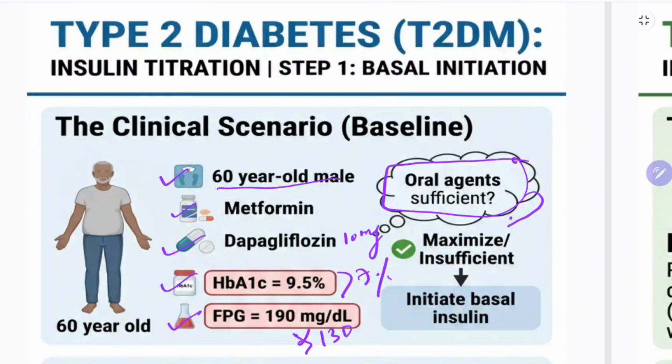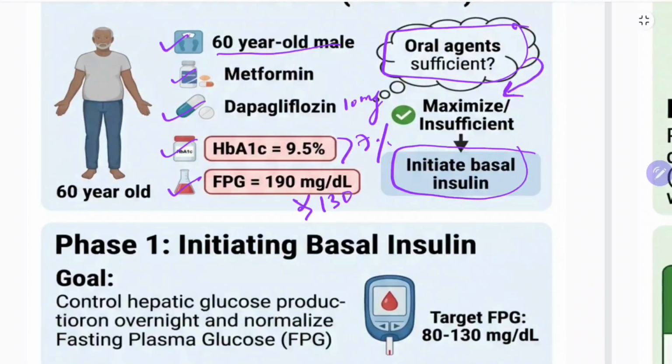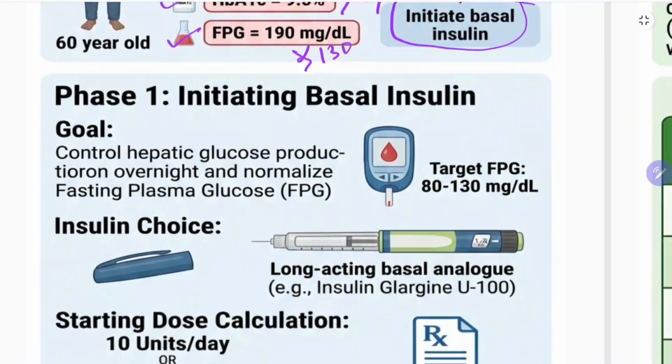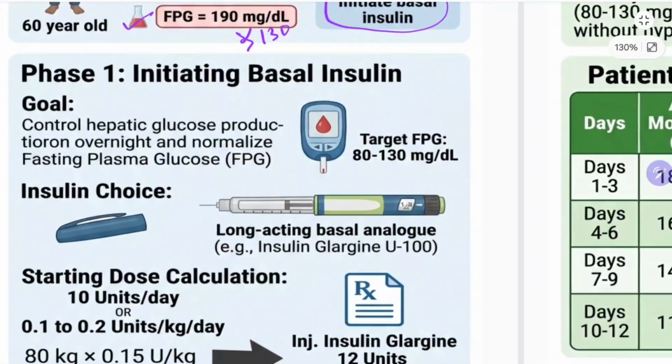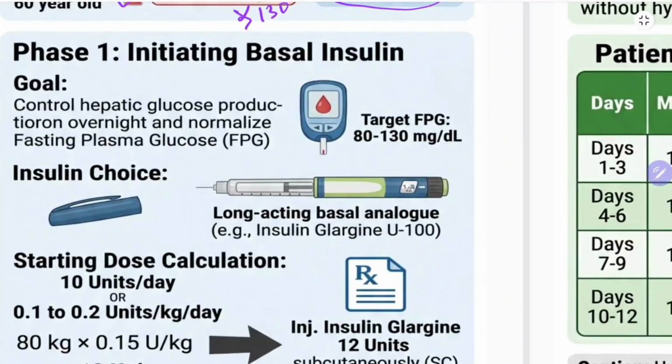Here the indication: if oral agents are not sufficient, then maximize the oral agents. If after maximizing the oral agents the patient's targets are still not met, then you first initiate basal insulin. How will you initiate basal insulin in this patient? Basal insulin decreases hepatic glucose production, which is responsible for fasting plasma glucose. The goal is to control hepatic glucose production overnight and normalize the fasting plasma glucose. The target is 80 to 130 milligram per deciliter.